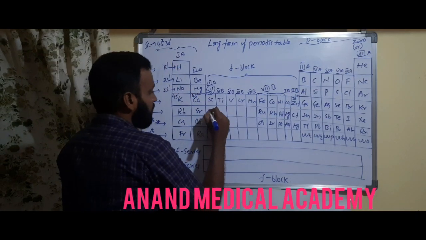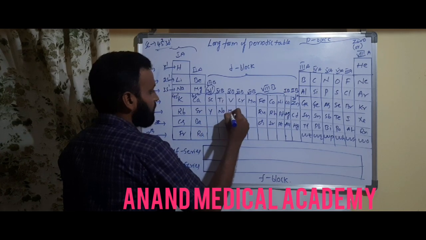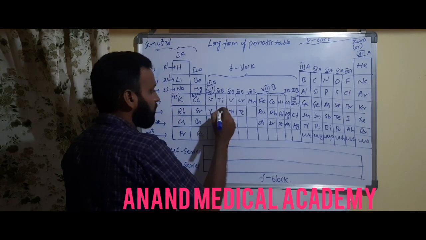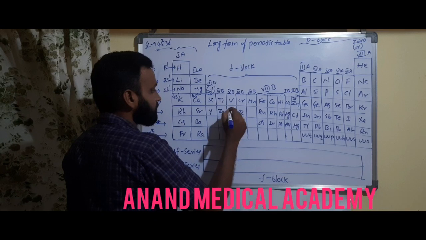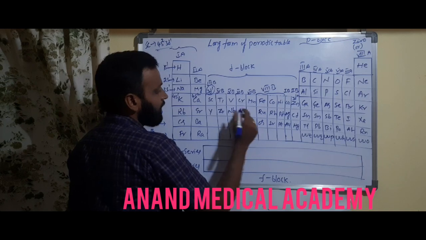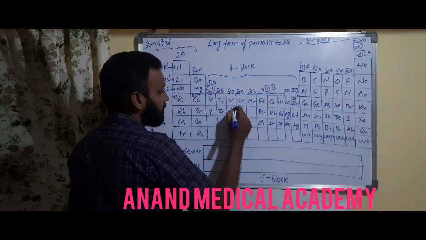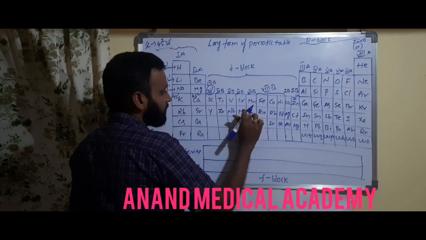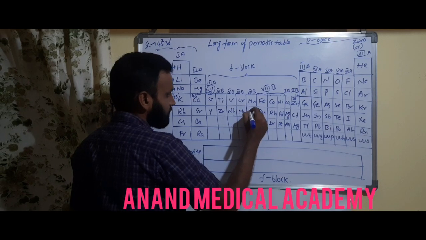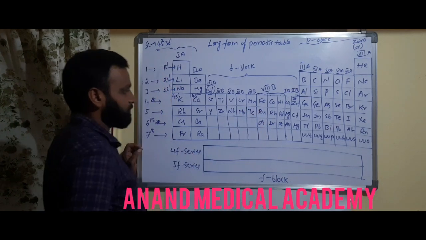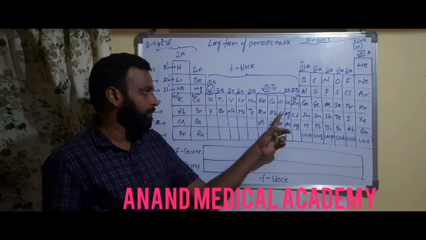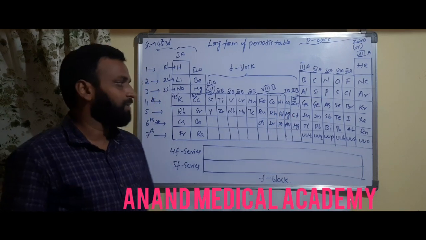And here you have yttrium, zirconium, niobium, Nb, molybdenum, technetium, ruthenium. That ruthenium you know already. So these are the elements. Next, Tc, technetium, yttrium, zirconium, niobium, molybdenum, technetium, ruthenium, rhodium, and here palladium and silver, cadmium, like that.